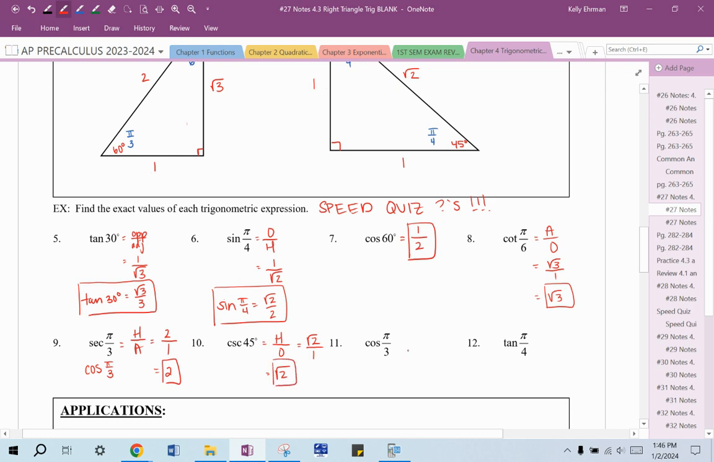Cosine of pi over 3. I guess that's kind of just the reciprocal. But anyway, adjacent over hypotenuse. That's our final answer. Tangent of pi over 4. Opposite over adjacent. 1 over 1 is 1.